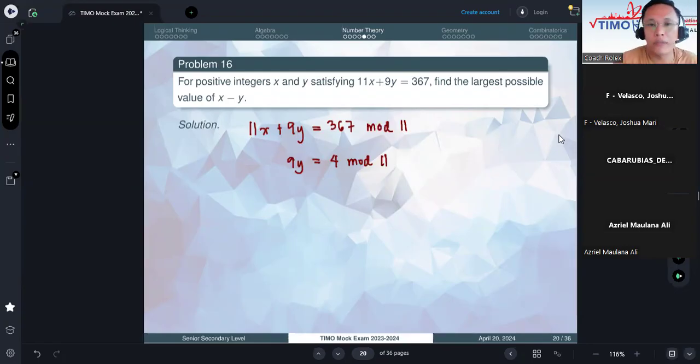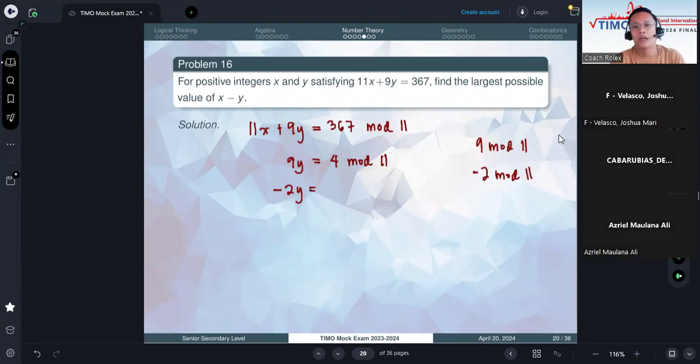Yes, modulo 11 because it is the largest coefficient. We want to eradicate the x so that we can solve for y. 11 is the largest coefficient between x and y, so we take the modulo of that. Now, in cases like this, we want to simplify so that we have an integer on the right-hand side. If we have 9 mod 11, take note that this can be written as negative 2 mod 11, right? So we can replace this by negative 2y.